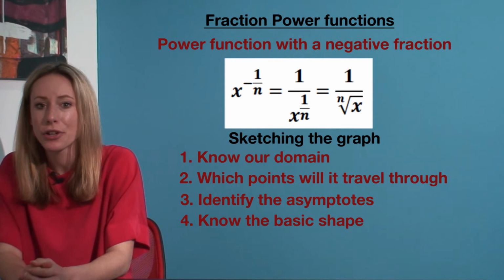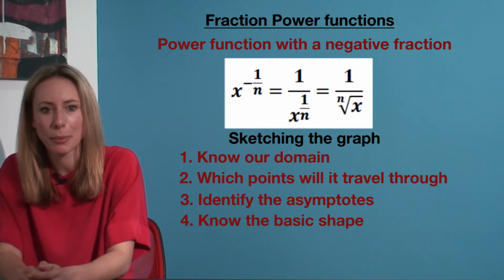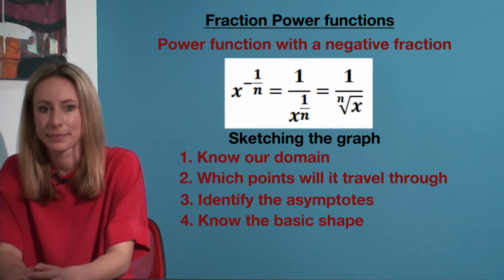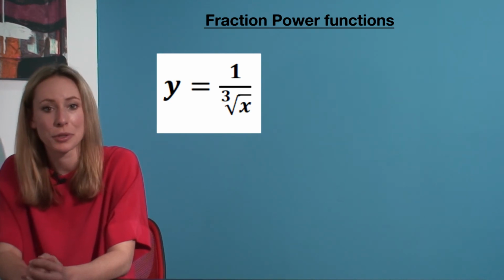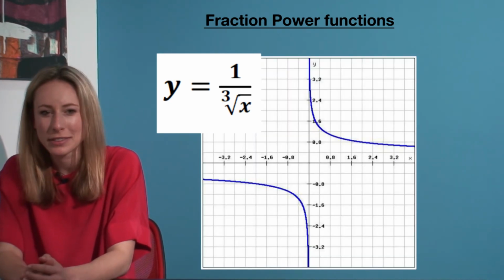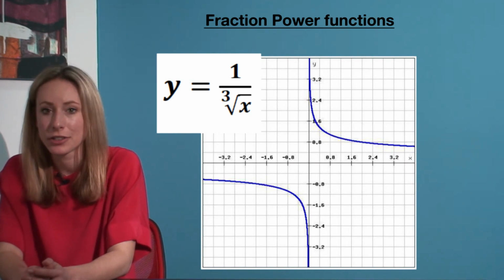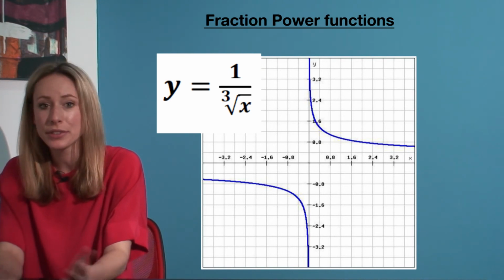Fourth step, we should know the basic shape of x to the power of a negative fraction, which we will show you in an example. Then, draw that shape, labelling a random point to check our shape and show to the marker what we have drawn is correct. For an example, let's take y equals 1 over the cube root of x. If we follow our steps, it's easy to draw. First, we can see it is a negative power function with an n value of 3. Therefore, the domain will be all values except 0.